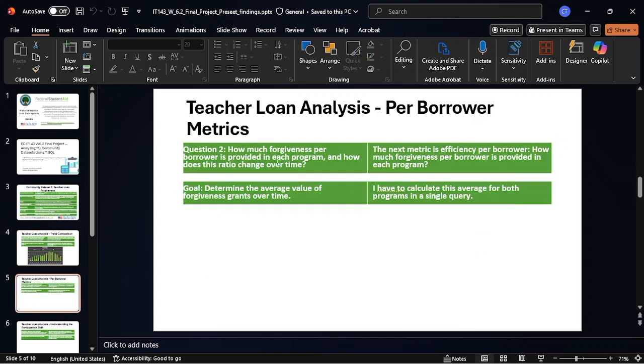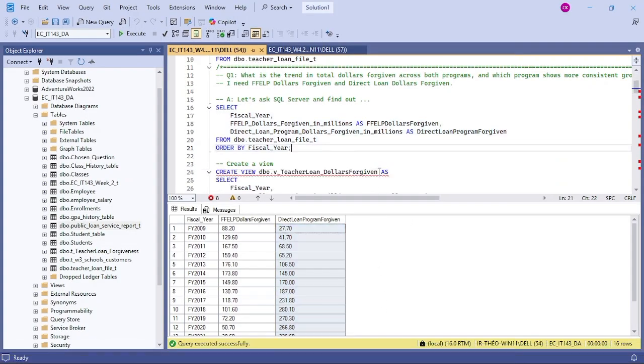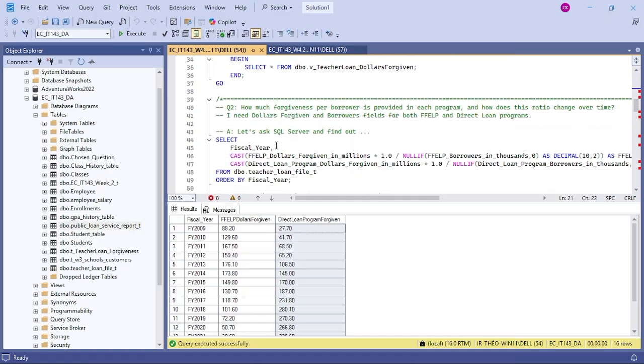Okay, second question: how much is forgiven per borrower in each program, and how does this ratio change over time? So this is to analyze a per-borrower metric. The goal is to determine the average value of the forgiveness grant over time per borrower. So I will calculate this average for both programs in a single query. Okay, let's go and see our code. This is our code over here.